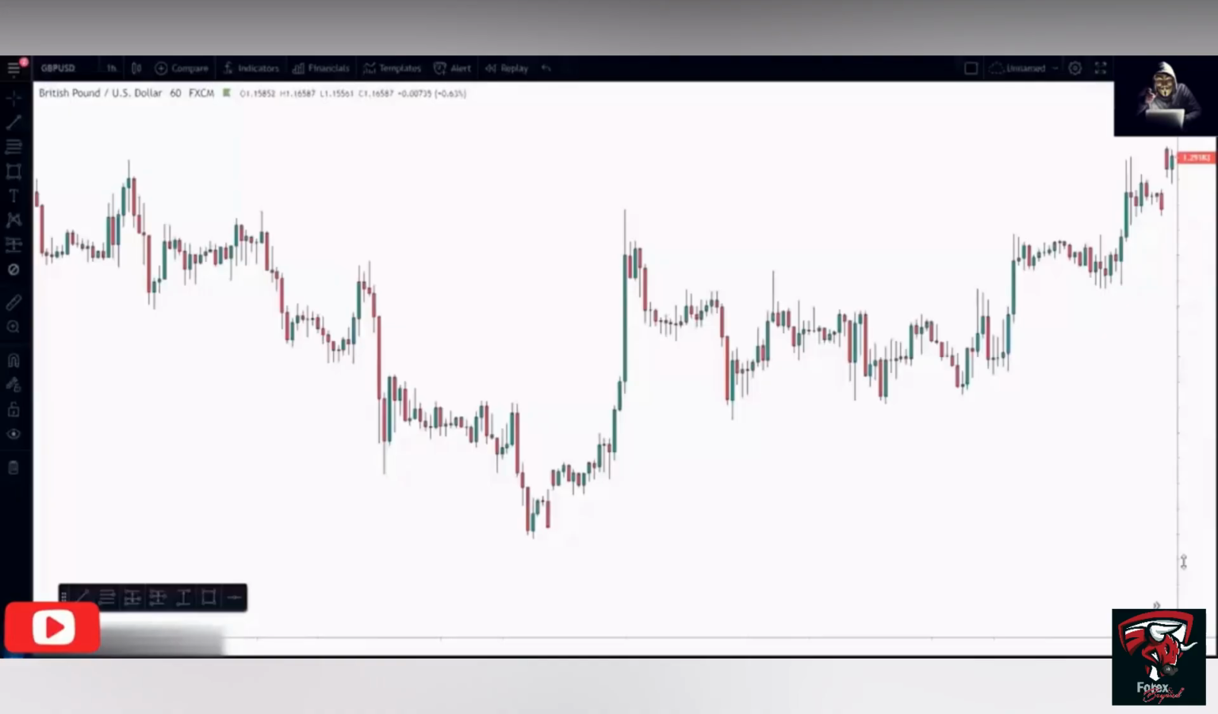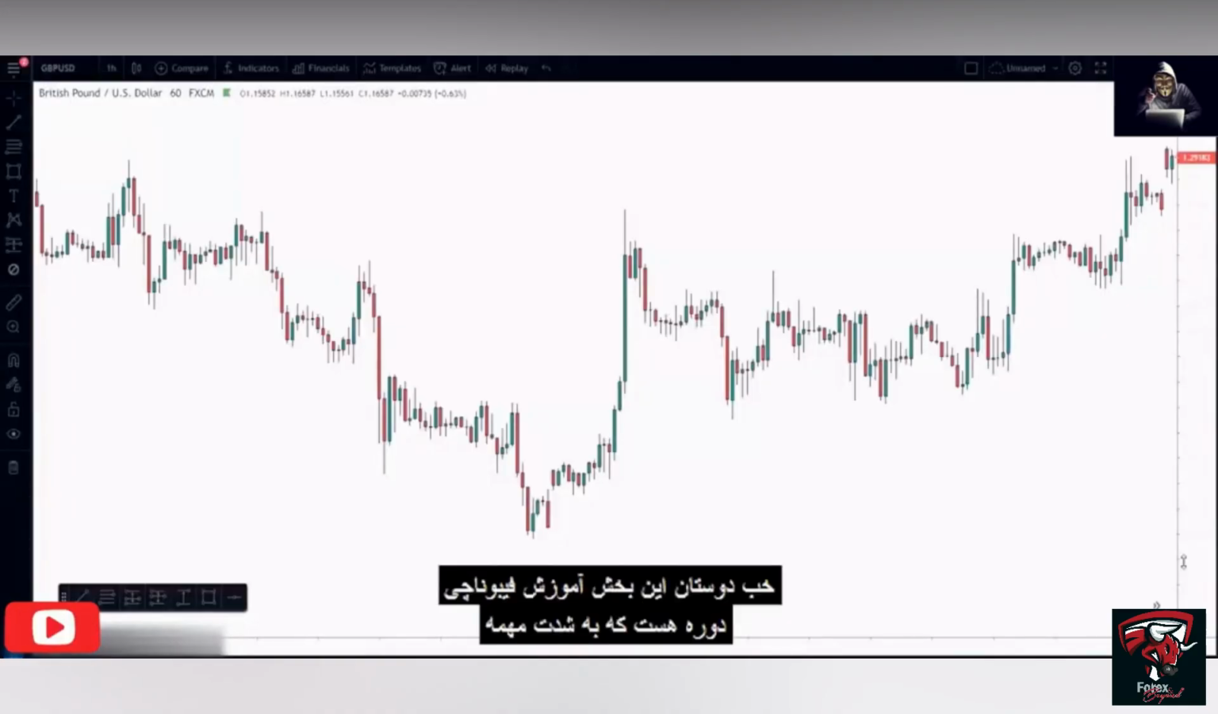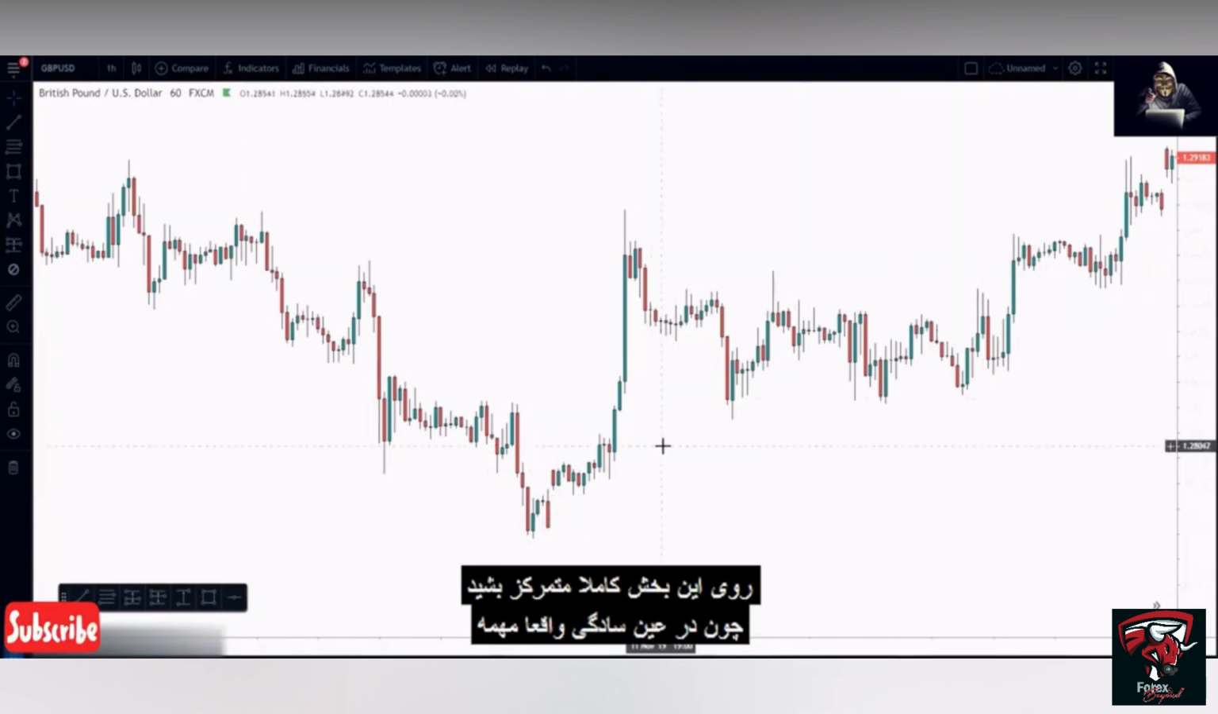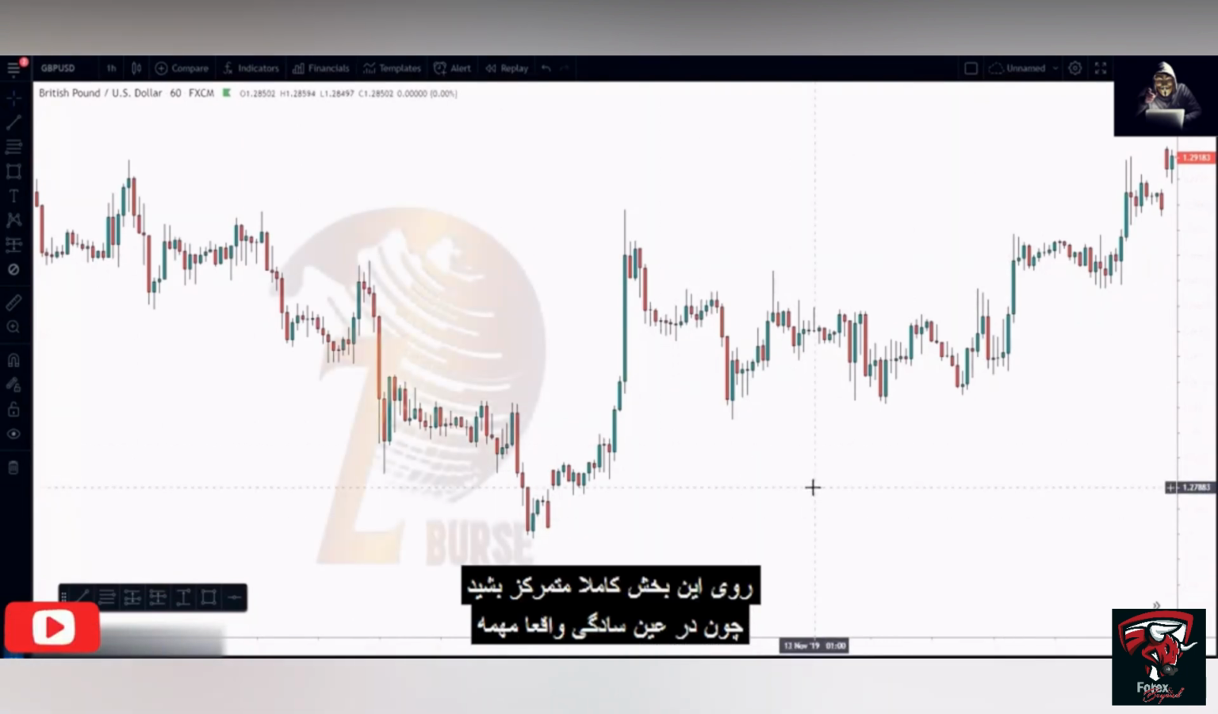It's very simple. Alright guys, so this is going to be the Fibonacci section of the course. This is very, very important. Take as many notes as you can. Pay attention to this. It's very simple stuff, but it's very important when trading, okay?